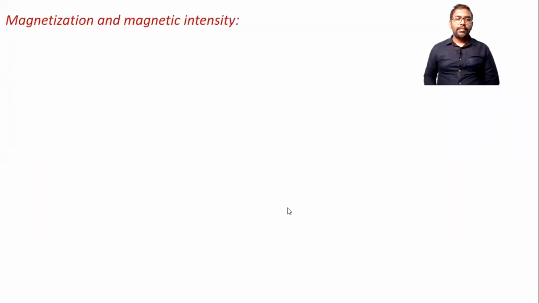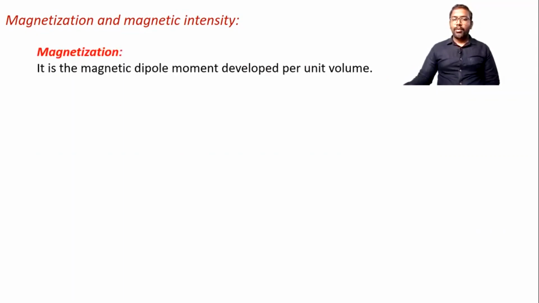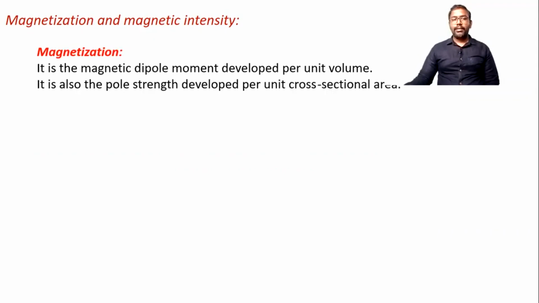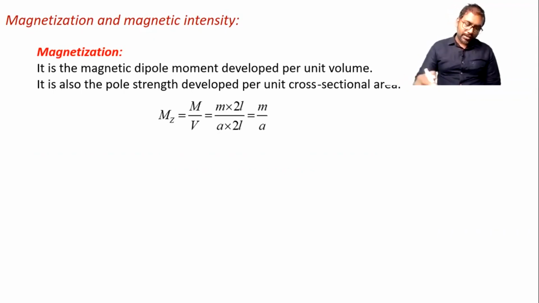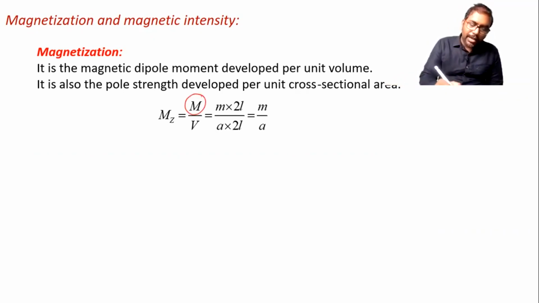Now, the next article is magnetization and magnetic intensity. Magnetization is the magnetic dipole moment developed per unit volume. It is also the pole strength developed per unit cross-sectional area. Now we get this formula. See here, this is the magnetization: magnetic dipole moment divided by volume. And dipole moment, you know, is pole strength into magnetic length. And the volume of a bar magnet we can write as cross-sectional area, which I write as small a, times 2l, its length.